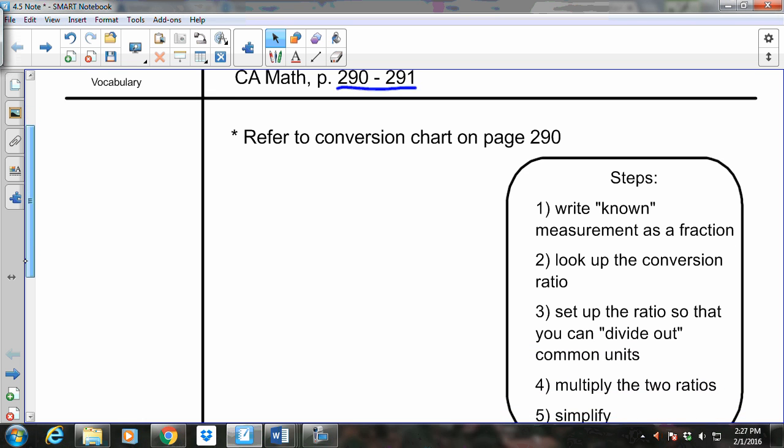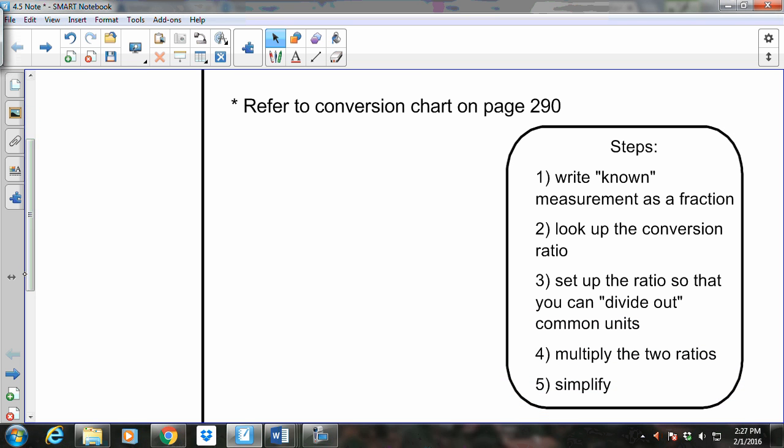So here, I'm going to go through the steps and then give you at least two, maybe even three examples. So what you want to do is, I'll just put little notes right here, little dots. That's what I'm talking about. Write the known measurement as a fraction. Look up the conversion ratio. That would be on the other page. Set up the ratio so that you can divide out the common units. Multiply the two ratios, and then simplify. You're probably lost already, but let's go through a few, and then we will definitely get you understanding this.